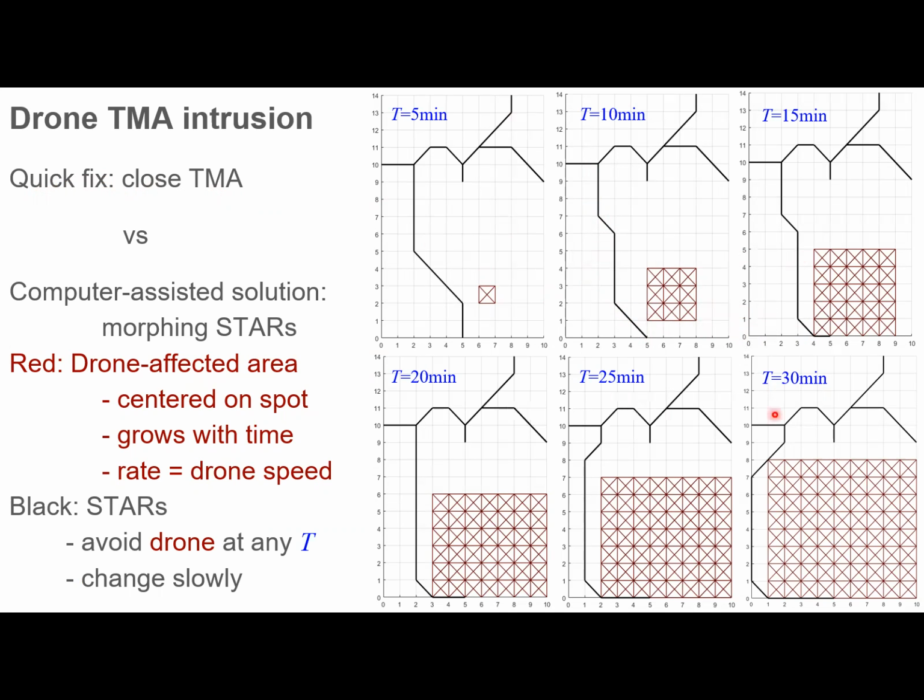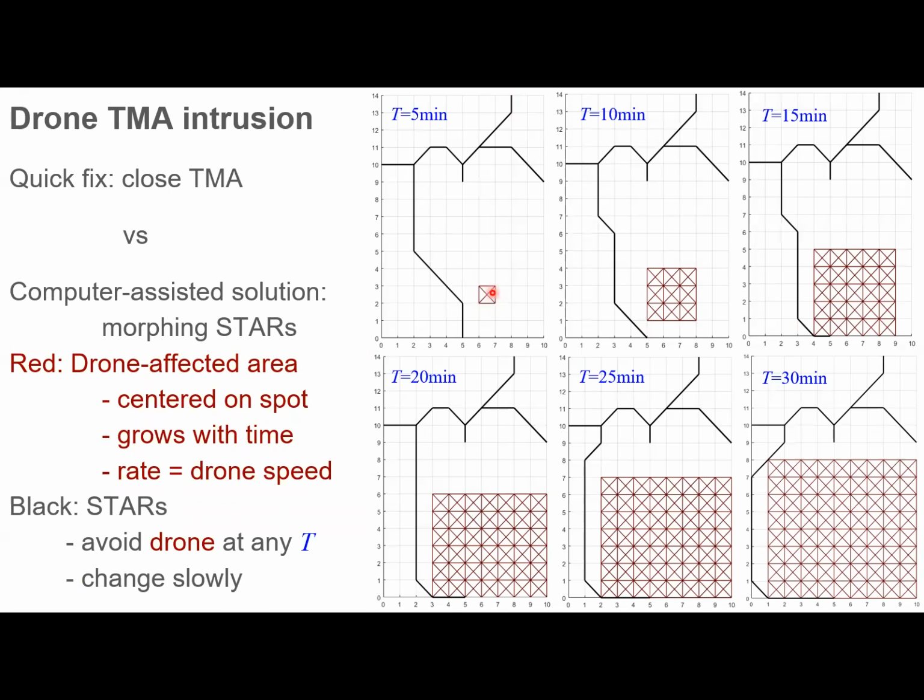And in each of these pictures, I'm showing how the drone affected area may increase based on the drone speed at every 5 minutes, and how the STAR can actually morph slightly to avoid the drone at every time. Of course, at certain times you may think, maybe I will close this entry point because now the aircraft would have to fly around the affected area for too long. But still, the morphing STAR is a better fix than closing the whole TMA just because you have seen a drone at some point.